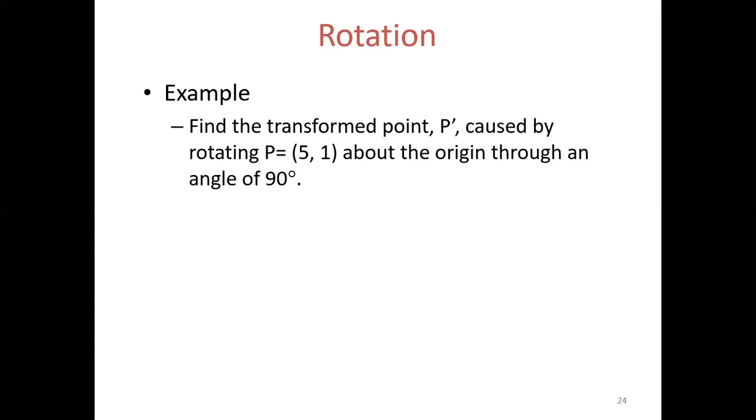Now you see, this is 90 degrees. That means there are two ways you can go. You can go 90 degrees in this direction, or you can go 90 degrees in this direction, right? So which one will you go for? Okay, you say this is a positive angle.